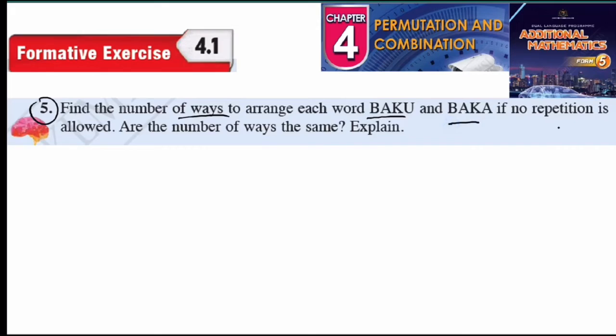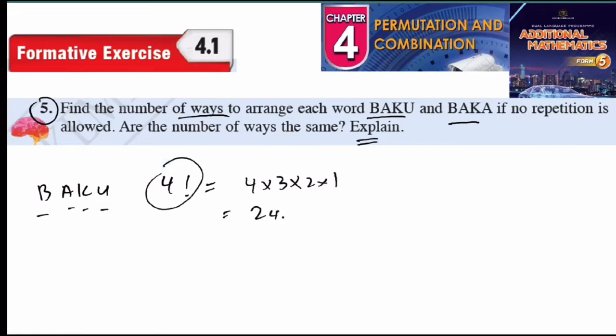Find the number of ways to arrange each word BAKU and BAKA if no repetition is allowed. Are the number of ways the same? Explain. So for us to arrange BAKU, B-A-K-U, we arrange 4 objects out of 4, so we have 4P4. The answer is 4 times 3 times 2 times 1. So we have 24 ways for arranging the BAKU.